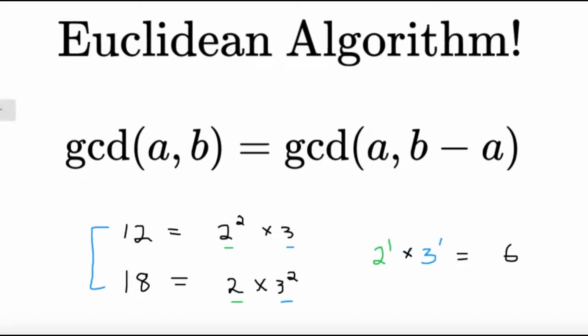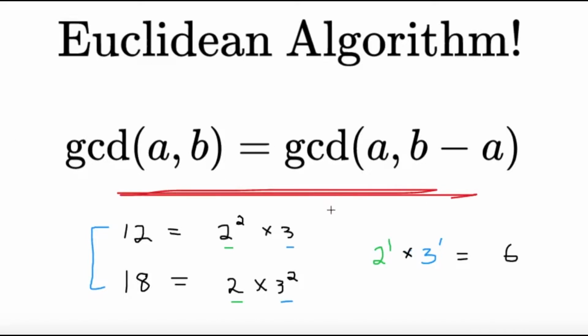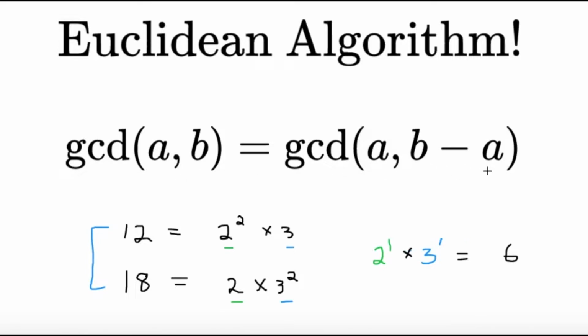But let us try to use this Euclidean algorithm to help us simplify our method of getting the GCD. Since we're trying to get the GCD through prime factorization, what if A and B are large? Then it's going to be more difficult. So we're going to use the Euclidean algorithm. The greatest common divisor of A and B is equal to the greatest common divisor of A and B minus A, or simply their difference.